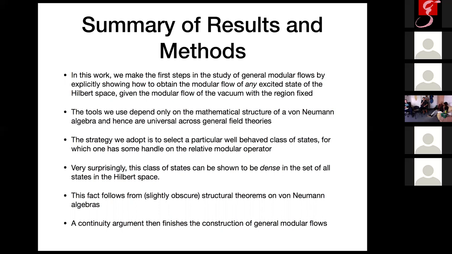You'll see that this class comes about naturally when we study this object, the relative modular operator, and it turns out, very surprisingly and very nicely, that this class is actually dense. There are certain continuity arguments you can make. Once you know the modular flow for this dense class of states, you can construct the modular flow for any state using a continuity argument, because all the operators involved are unitaries and they are continuous functions of the modular parameter t. So this is basically the summary of what I'm going to do. If you have any questions at this point, I'll be happy to address them. Otherwise, I'll move forward.